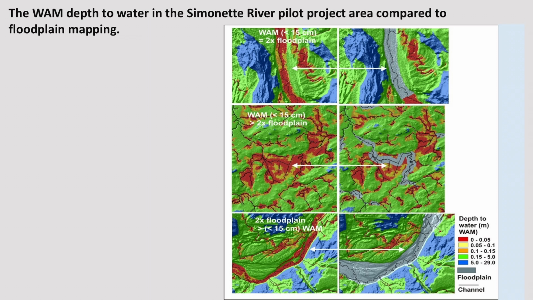So there are places in the Simonette, a very diverse landscape, obviously. This is a relatively large main stem stream, the Simonette River, and the wet areas are pretty similar in spatial extent to what we would consider a floodplain. But there are areas in the Simonette where our floodplain areas are less than the wet areas. So we would map a floodplain that would be narrower focused than the wet areas, which makes sense.